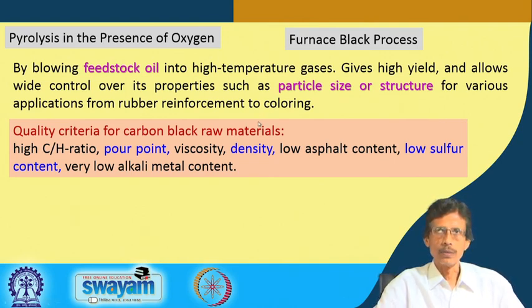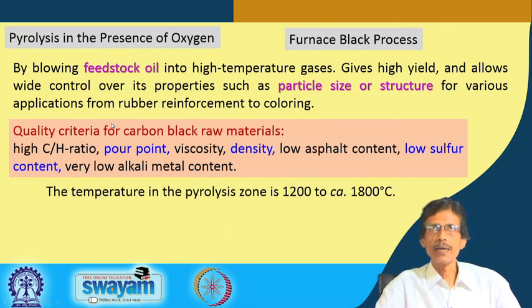Then pore points, where you can have different points of the porous structure. Then viscosity, the density, and the low asphalt content. So, the amount of asphalt should be less, and low sulfur content also, since that can degrade the material characteristics of the carbon, and very low alkali metal content. That means if you have sodium and potassium as contaminants, they should be removed, because from the starting material you have sodium and potassium in your hand.